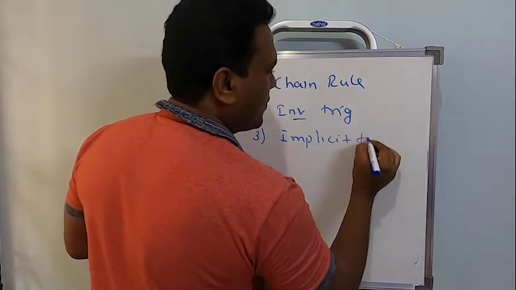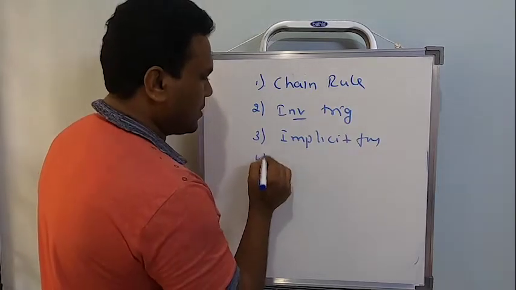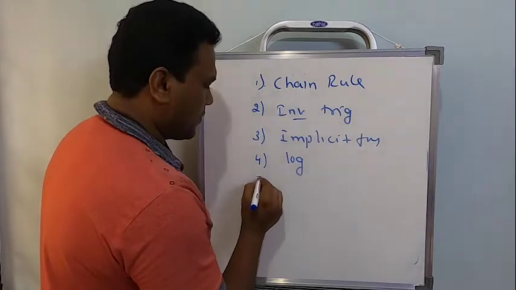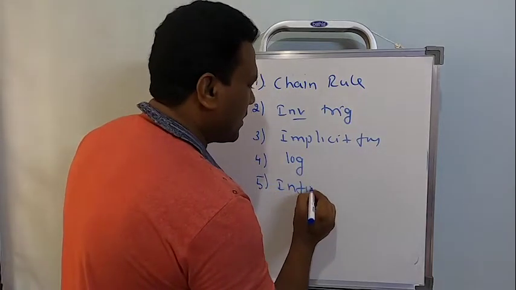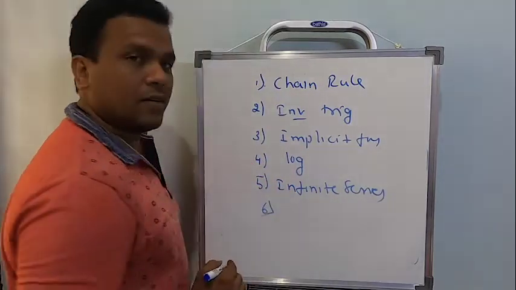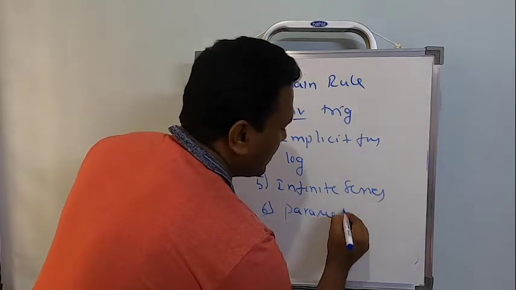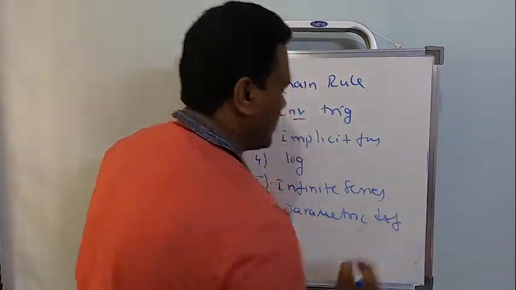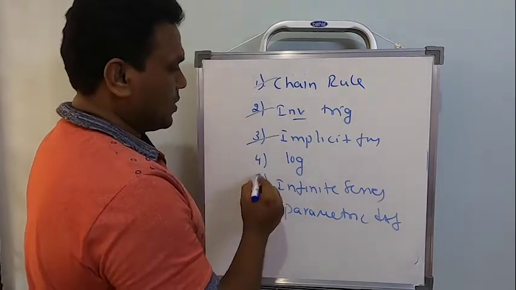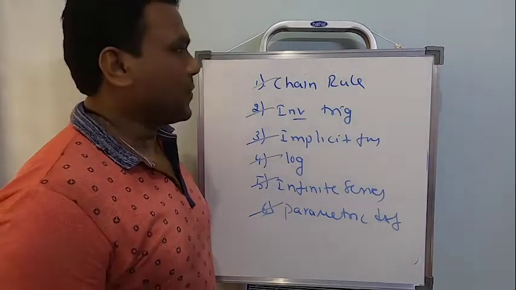implicit functions. Okay, then after implicit function, log differentiation, that is function to the power function. Fifth one, infinite series, and the sixth one, that's the last topic, it's called as parametric differentiation. So these are the 6 types we already studied: chain rule, inverse, implicit, log, infinite series, and the last one is parametric.